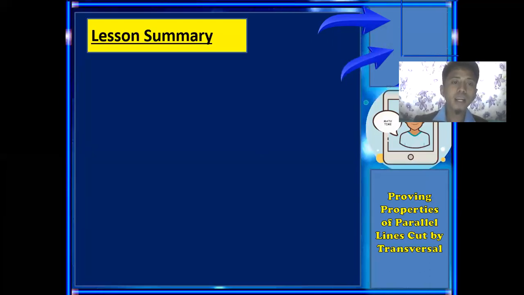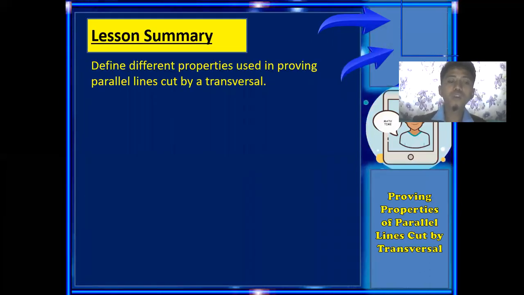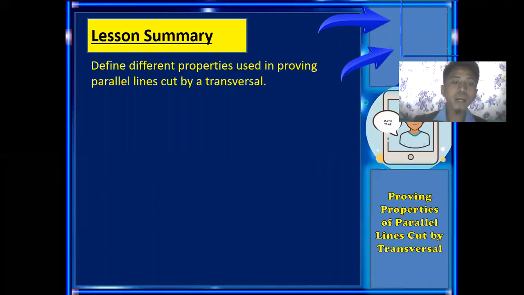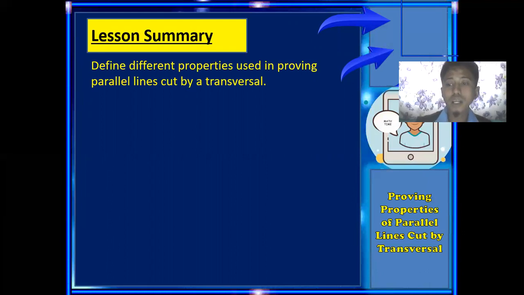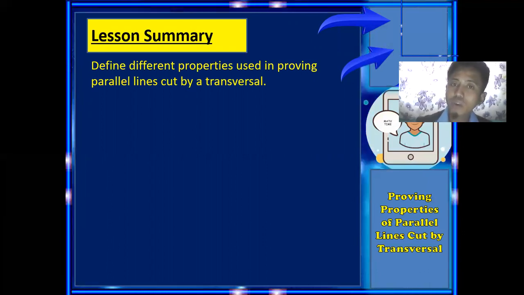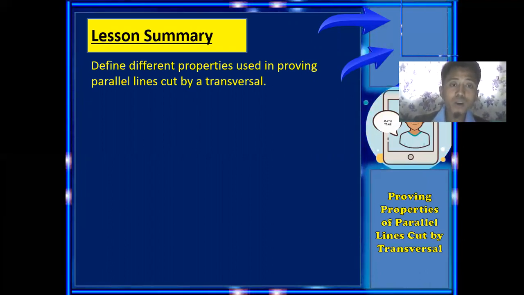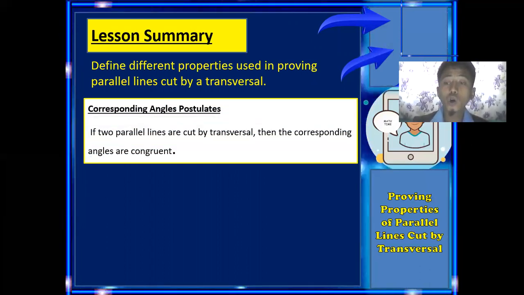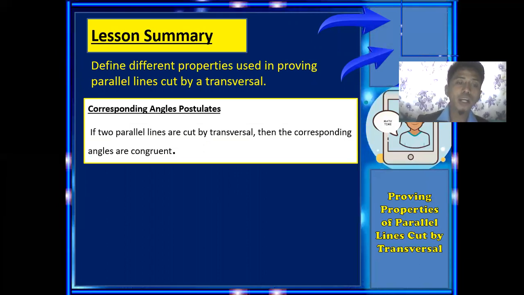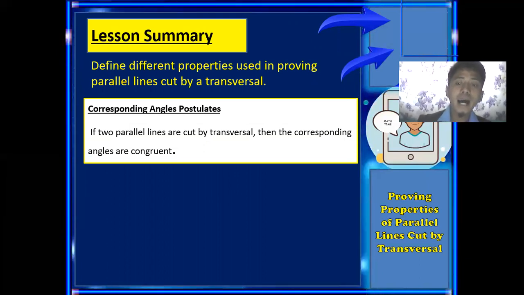Let's generalize. Define the different properties used in parallel lines cut by a transversal. First is the corresponding angle postulate. What is the corresponding angle postulate? It says that if you have two angles that are corresponding angles, therefore they are congruent, or they have the same measure.